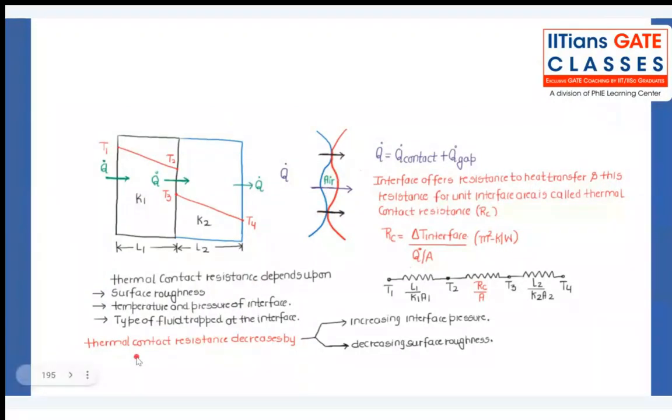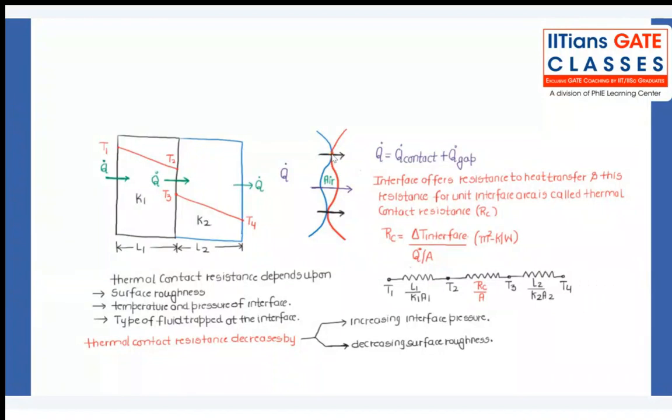If you want to reduce the thermal contact resistance, you can decrease it in two ways. Either you increase the interface pressure, that means you apply a lot of pressure. You are taking two solids, pushing from this side and pushing from this side, so that there is high enough pressure at the surface to create a good contact. Or you decrease the surface roughness so that more of these contacts get developed, and then you reduce the thermal contact resistance.